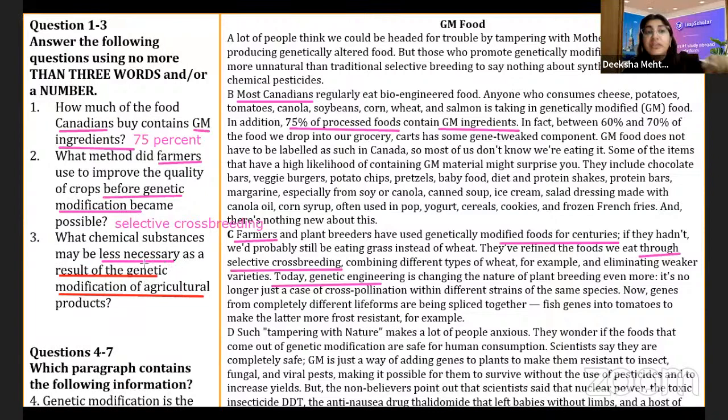So here it says, they wonder if the foods that come out of genetic modification are safe. Scientists say they are completely safe. Genetic modification, GM, is just a way of adding genes, right? Making it possible for the plants to survive without the use of, that means without the need for, with no necessity for pesticides. So what is the chemical substance that would be not required after genetic modification? That chemical substance is copy, paste, pesticides.